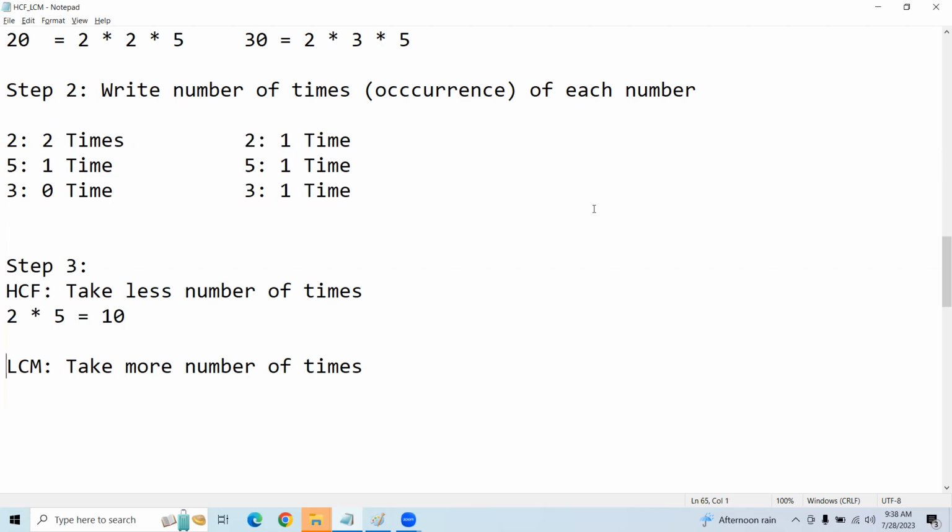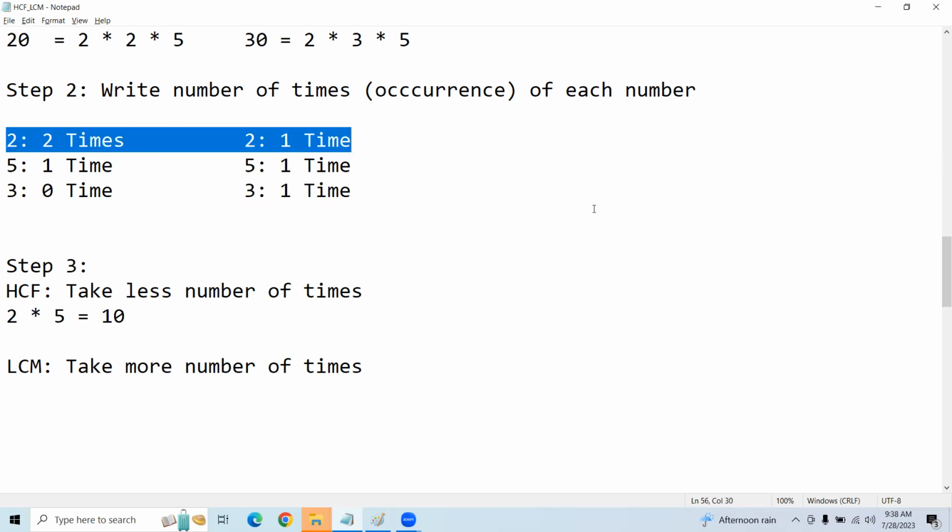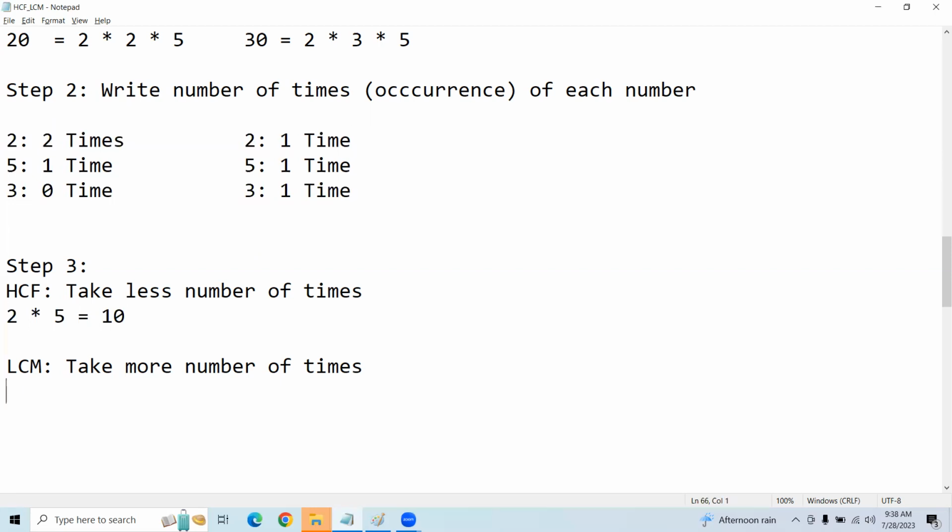Now let's look at LCM. 2 is 2 times over here, 1 time over here. Which is bigger? 2 times is bigger. So we will write 2 times over here. 5 is 1 time over here, 1 time over here. What is big? It is same. 1 and 1 both same, less or more, whatever you want to take, you have to write 1 time only.